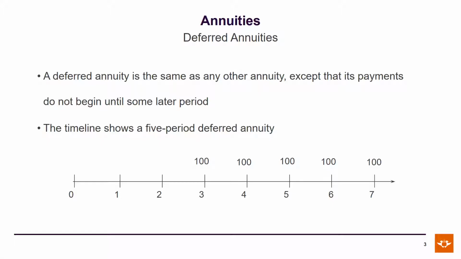So in this last lecture on annuities, we're going to look at two types of annuities which are slightly out of the ordinary. We're going to look firstly at deferred annuities, and a deferred annuity is the same as any other annuity except that its payments don't begin now. In other words, it begins at some later period. So the example we have below is a 5-year or 5-period deferred annuity. So you get 5 annuity payments, but it only starts at the end of year 3.